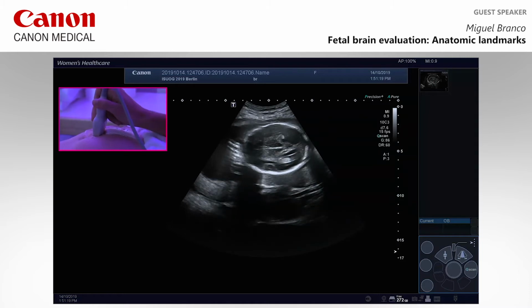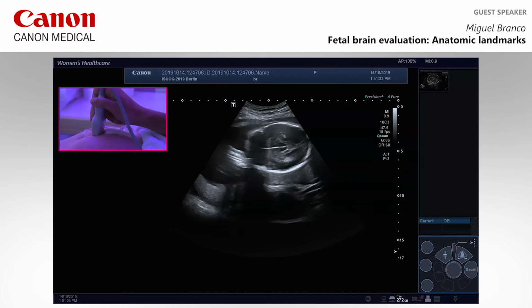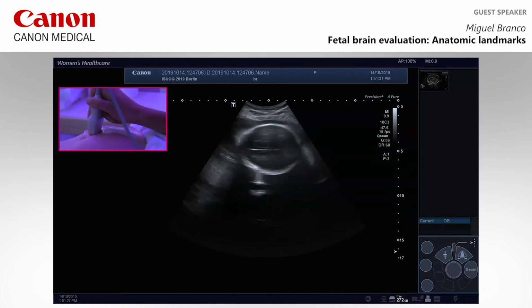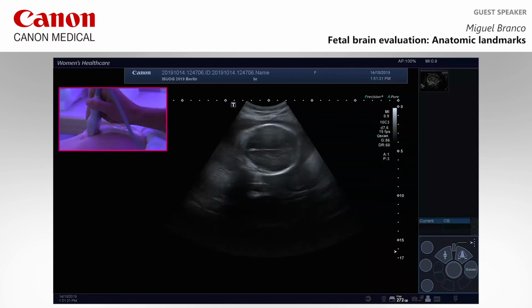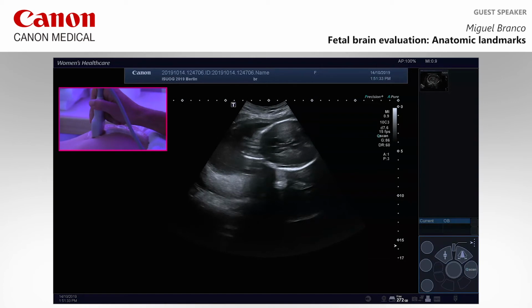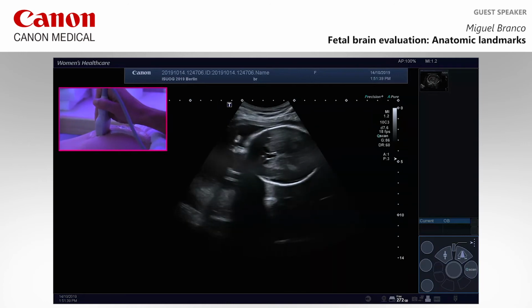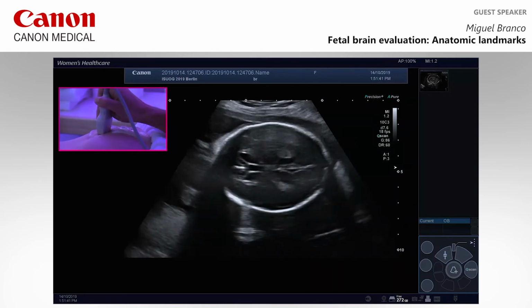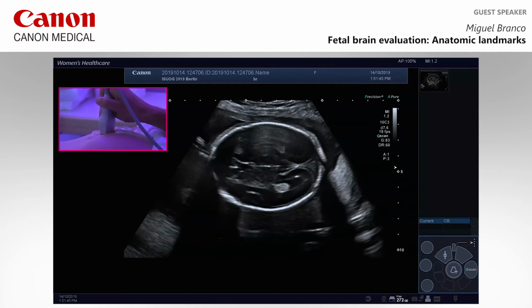I like to imagine that every time we are performing a brain evaluation, we have to be as strict as for a nuchal scan. So sometimes we have images like this, which are too small with the focus not in place. So the first advice is to try to get a good image, good magnification, and the focus well in place.